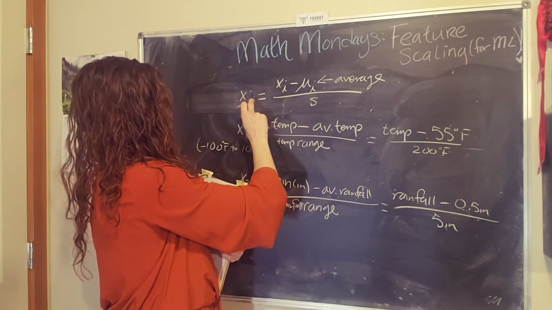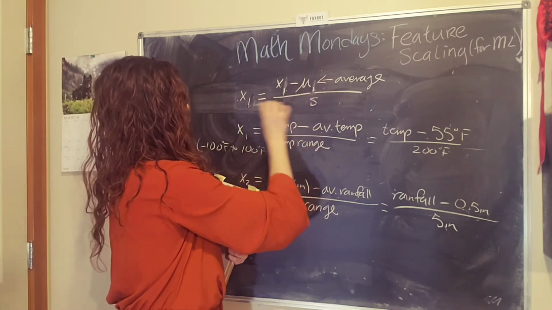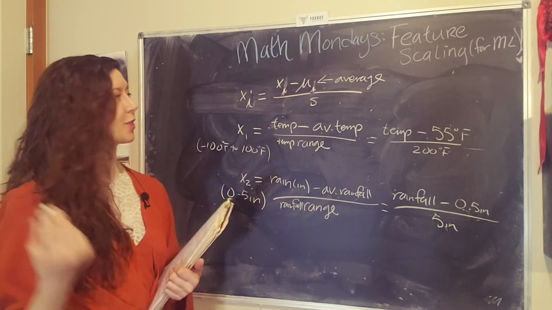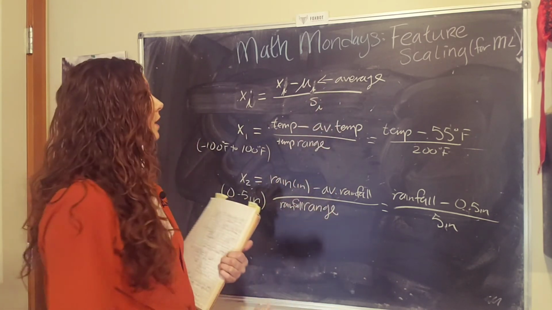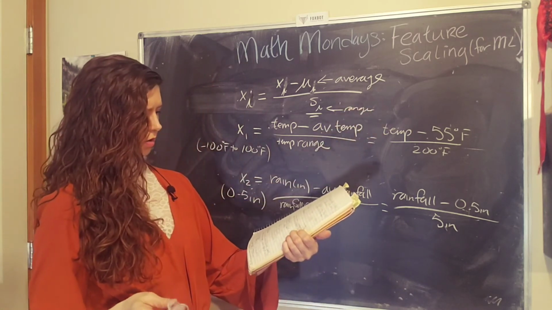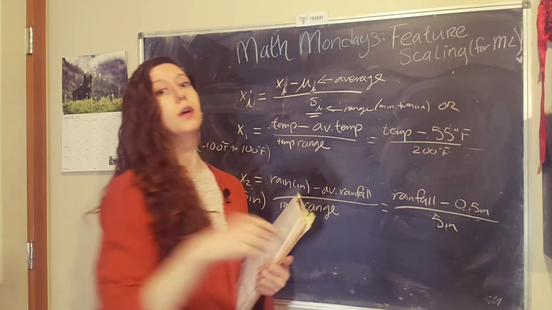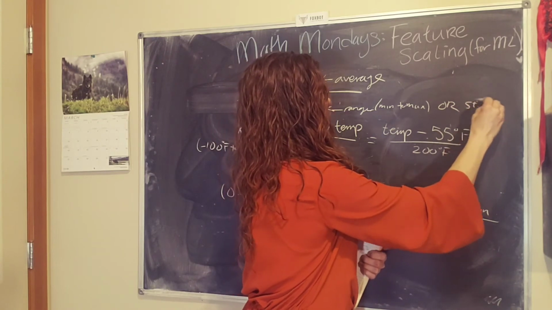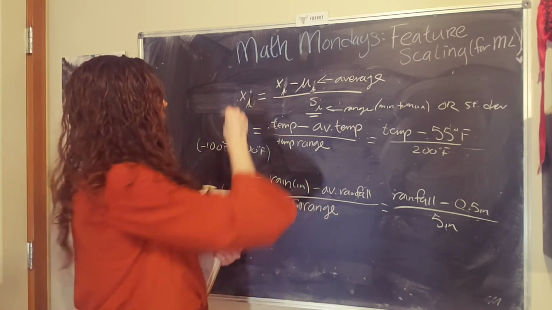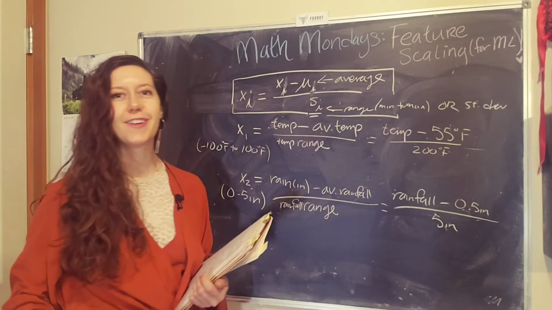Actually, let's put subscripts here so that we can be very clear. Well, actually, okay, we'll say xi. Xi is fine. This is my thought process as we're going. I hope that is actually helpful. And then this is going to be the range, like min to max. Or you can also use the standard deviation, which I'm going to abbreviate STDev. So you have some options here, but this is the general equation for scaling features.